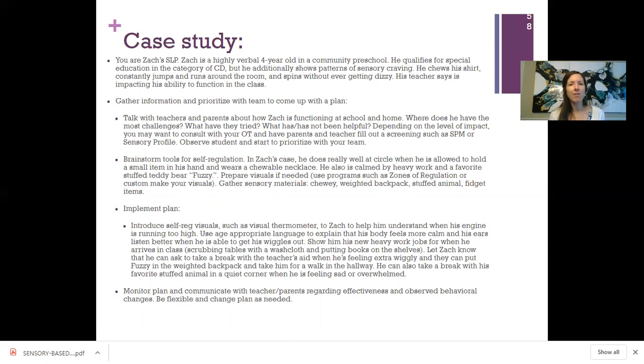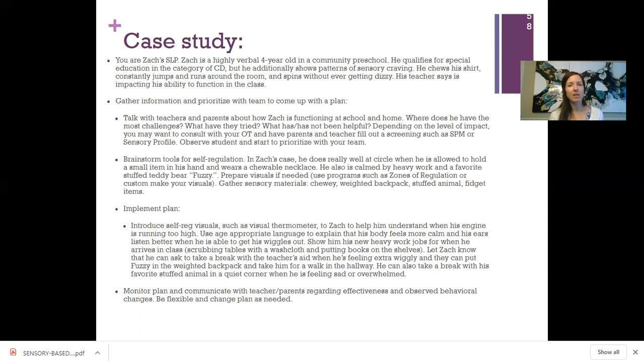And depending on the level of impact, you may want to consult with your OT and have parents and teacher fill out a screening, such as the Sensory Processing Measure or the Sensory Profile, and an OT could help you with that. You'd want to observe the student and start to prioritize with your team. What are the biggest challenges for Zach? So then you're going to brainstorm some tools for self-regulation.